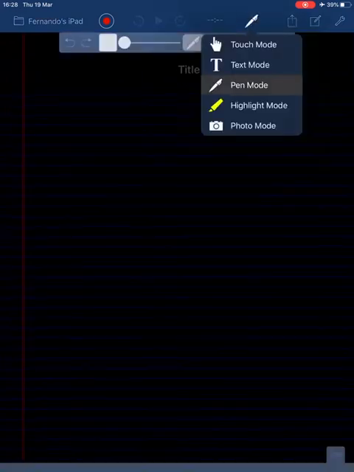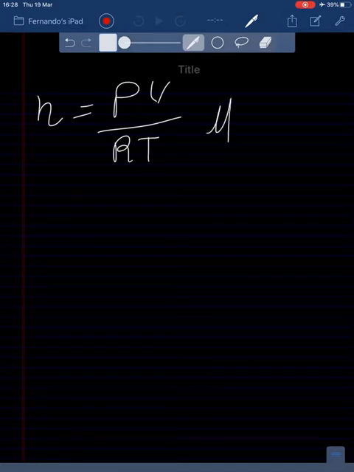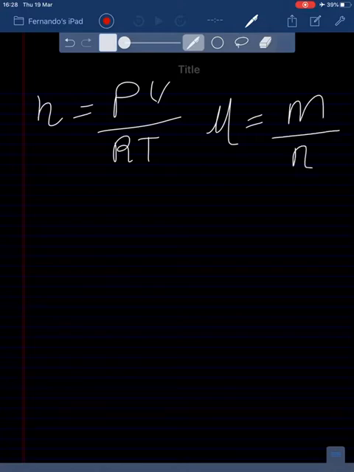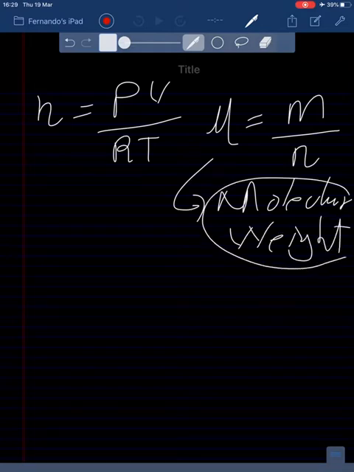Awesome. And I know that n, there you go, I know that n is the same as PV over RT. And I also know that the molar mass has a direct correlation between the mass of the compound over the number of moles. Now, molar mass can also be identified by a name that we chemists all know, molecular weight. And it makes sense because with the molecular weight, knowing the formula, what we actually do is calculate the number of moles. So I don't know if you see what I want to achieve.